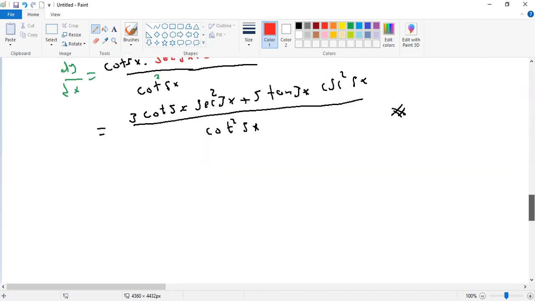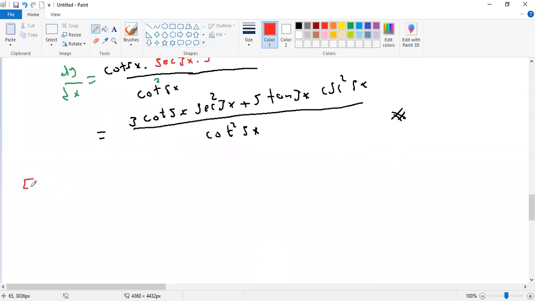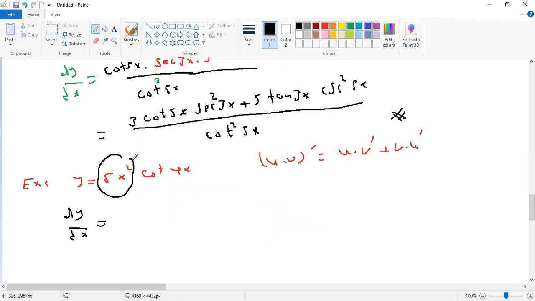And if we have multiplication, we can use the product rule. For example, if y is equal to 5x squared cotan 4x, here I use the product rule: (uv)' is equal to u times v' plus v times u'. So dy/dx: this is the first, u, and this is the second, because it is multiplication. The first is 5x squared, times the derivative of cotan, which is minus cosecant squared 4x, multiplied by the derivative of 4x, which is 4.